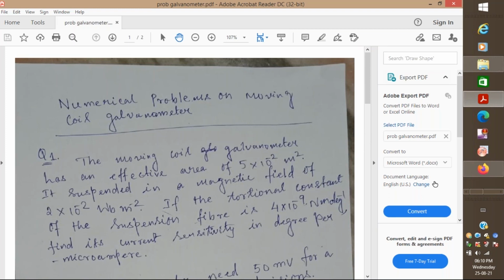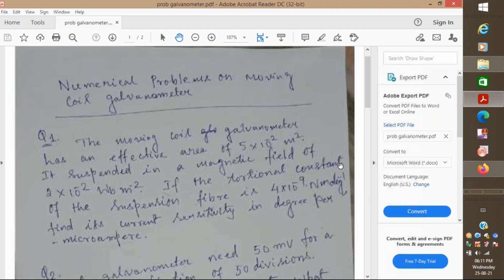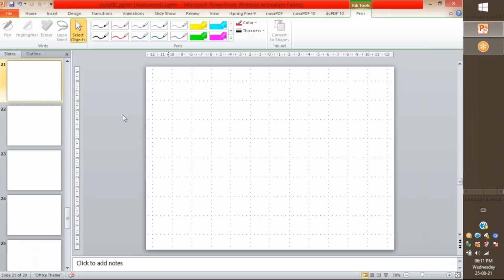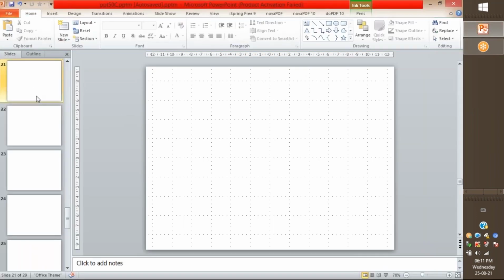Okay. So, before I go directly to the numerical problem, I'd like to remind you of a few facts on this moving coil galvanometer. First thing is, in a moving coil galvanometer you have a coil, and you have a magnetic torque on the coil and a restoring torque by the spring.